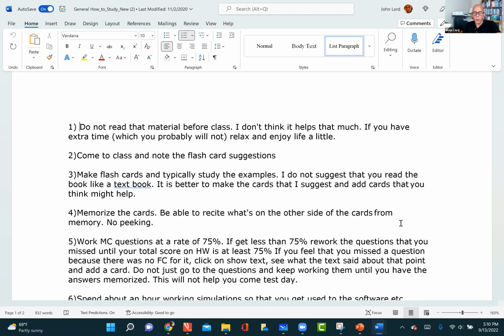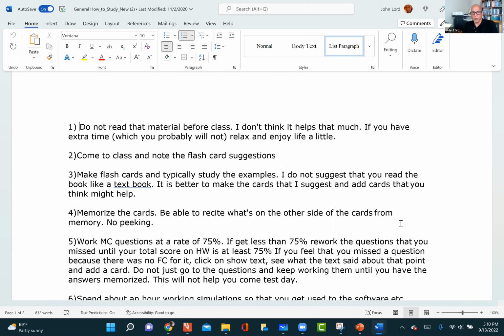Then you should go through and work the multiple choice questions in your homework. And I ask you to work those at 75% accuracy. Now, what does that mean? If you worked, say, 100 questions and you got 60, that means you're at 60% accuracy. So what should you do? You can ask Becker to only give you the questions that you got incorrect in the software, and it'll feed back to you only the incorrect questions.